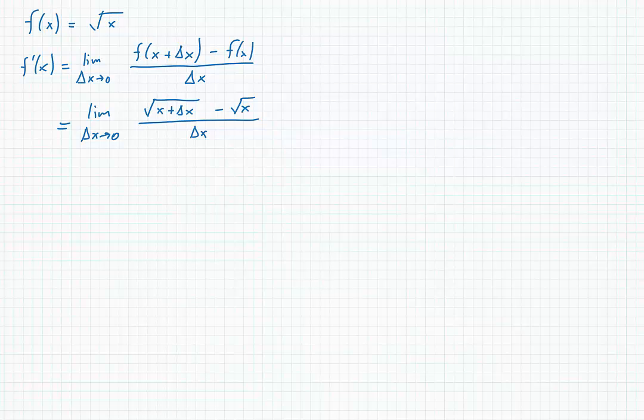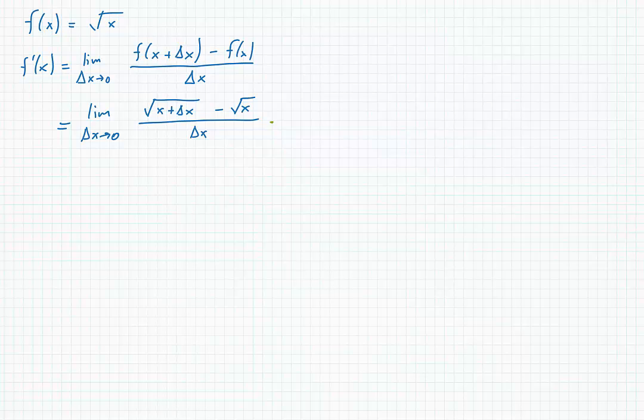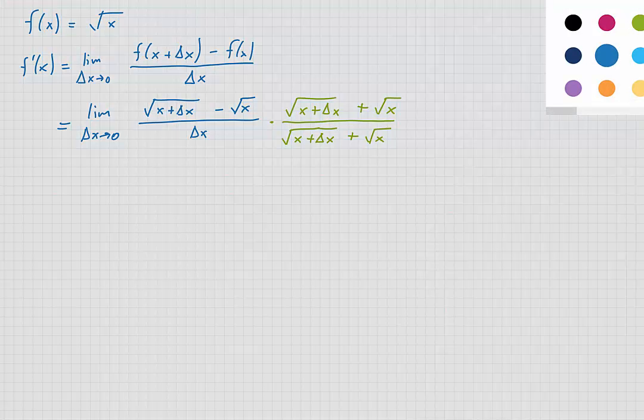So what we have here is something where if we try to plug in 0 for delta x, we get the square root of x minus the square root of x, which is 0, over delta x, which is 0. We get one of those 0 over 0 indeterminate forms, and that happens pretty much every time you try to use the limit definition. So we have to do some algebra to figure out what to do here. Since we're dealing with radicals, a good choice is often to use a conjugate and see if we can rationalize something. So let's multiply top and bottom of this expression by the square root of x plus delta x plus the square root of x. And we'll do the same thing in the bottom, square root of x plus delta x plus the square root of x. Let's see if that helps us at all.